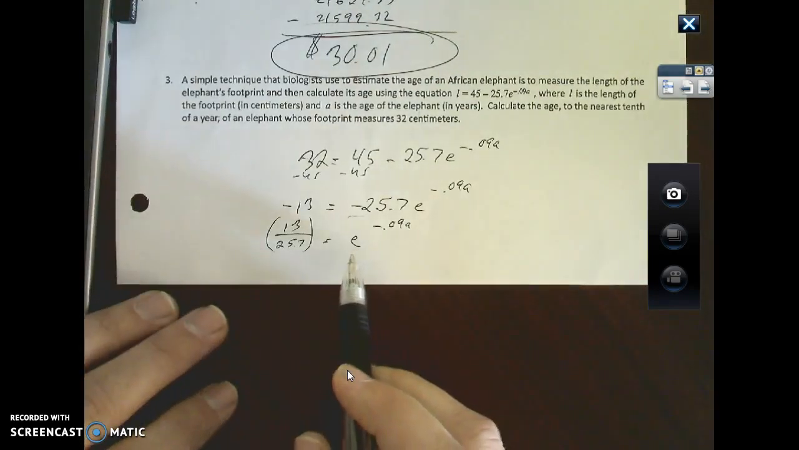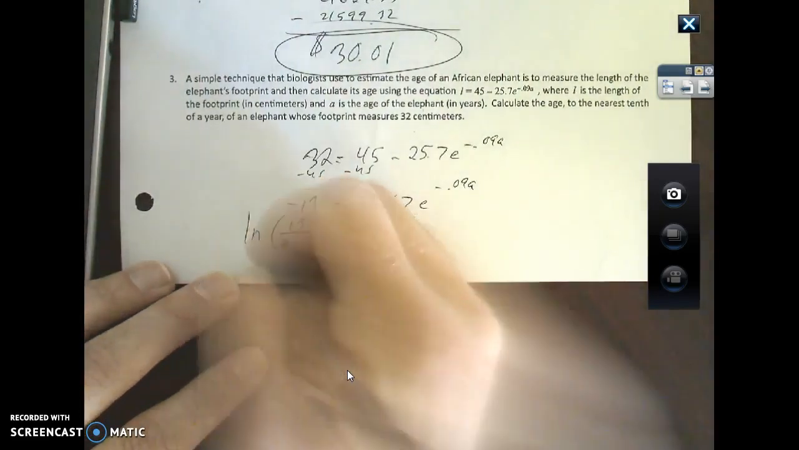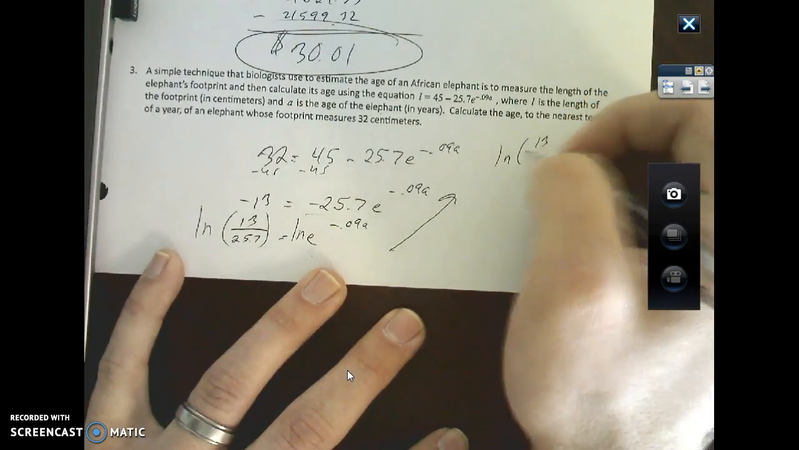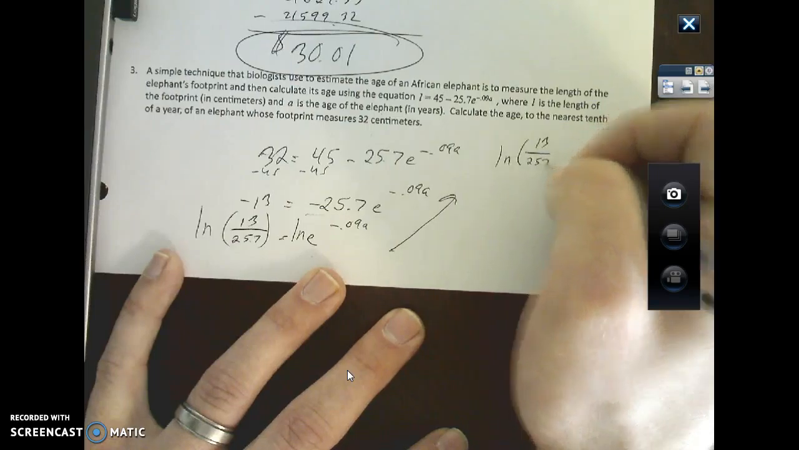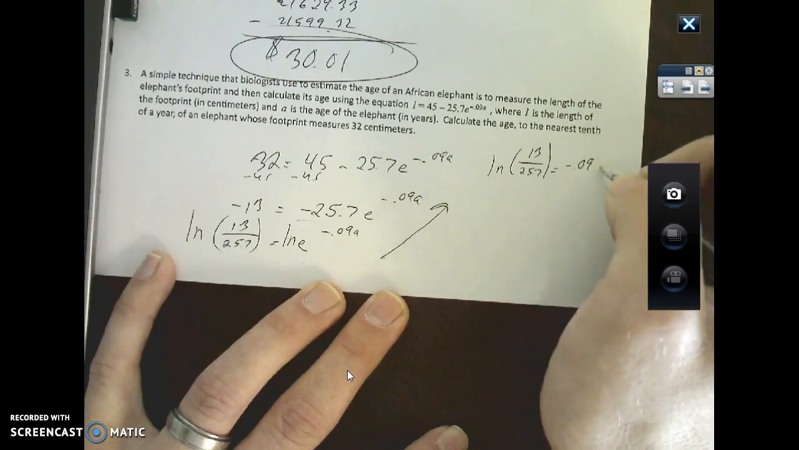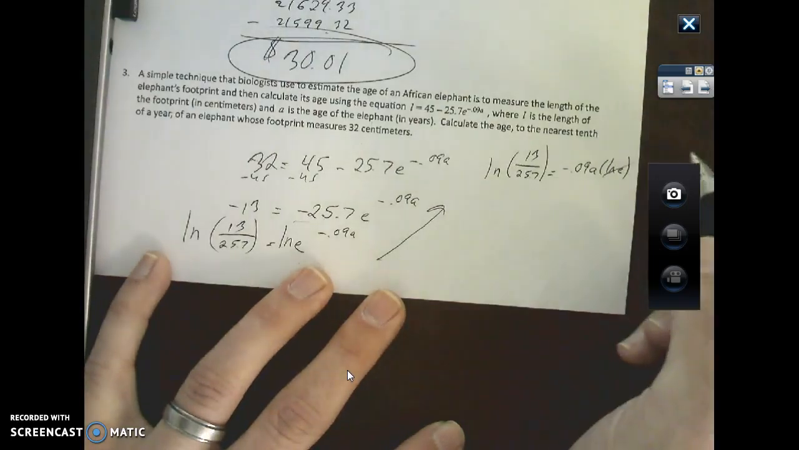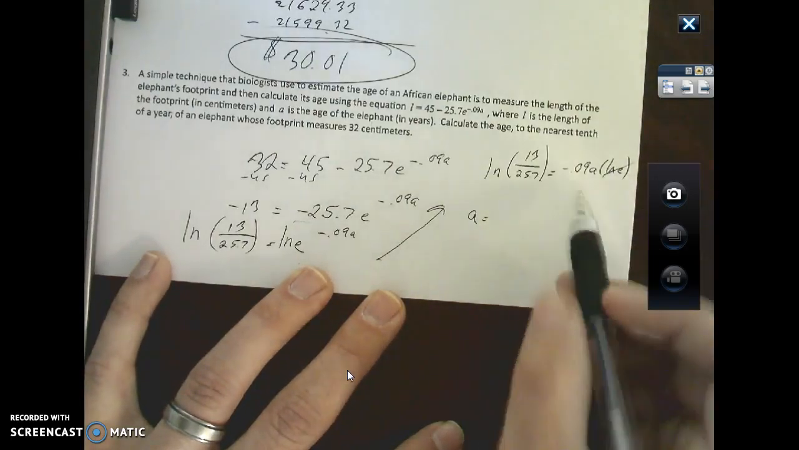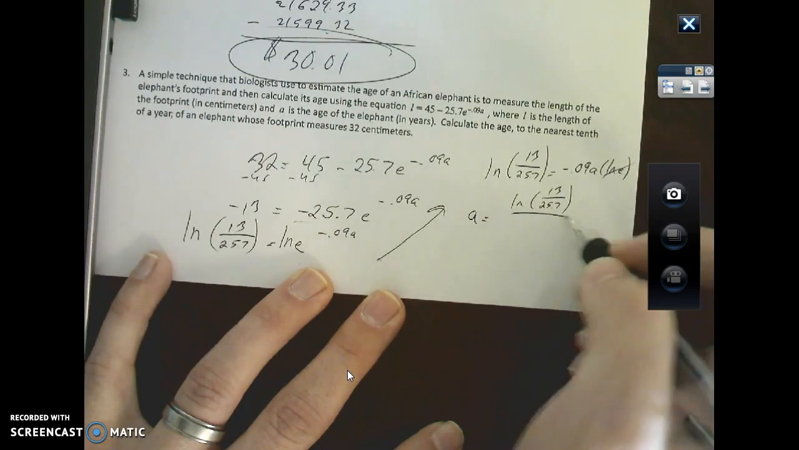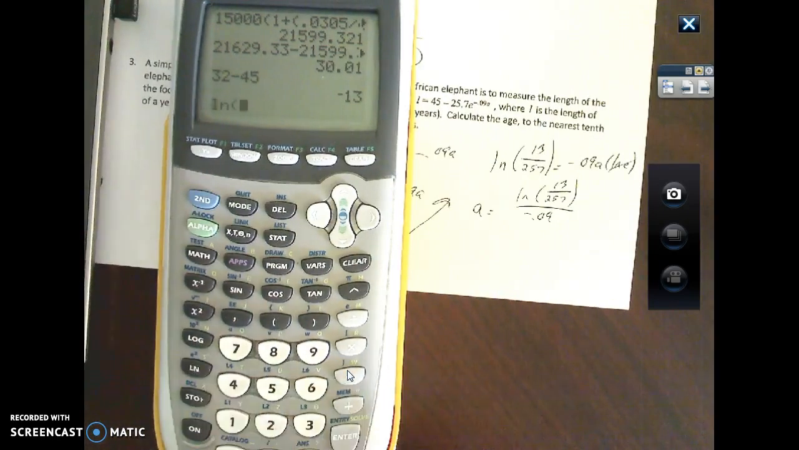Now, look at the base. Is it a 10 or an e? Yes, it's an e. I'm going to take the natural log of both sides. So, natural log of 13 divided by 25.7 equals, I can pull my exponent out front, negative 0.09 a natural log of e. What happens to natural log of e? It goes away. So to get a, I'm just going to take natural log of 13 divided by 25.7 and divide it by negative 0.09. Okay, so let's take a look at what that looks like.